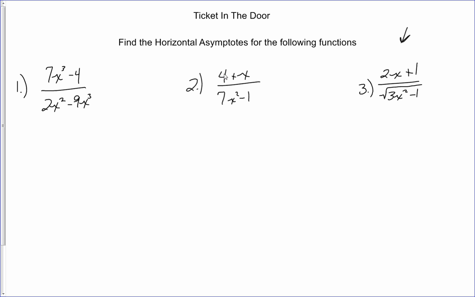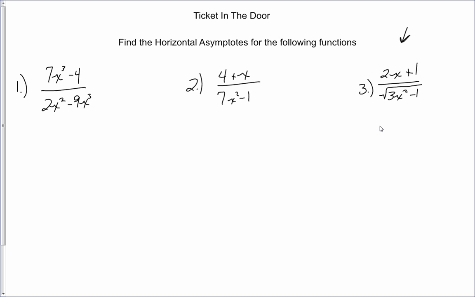Now, the reason I didn't give you any vertical asymptotes is because for the vertical asymptotes, you just simply set the bottom equal to 0 and solve for x. It's pretty simple. I think y'all can handle that. We've been doing that. When you find ways that functions blow up, you can't divide by 0. So that's why I only did horizontal asymptotes for y'all today for your ticket in the door.